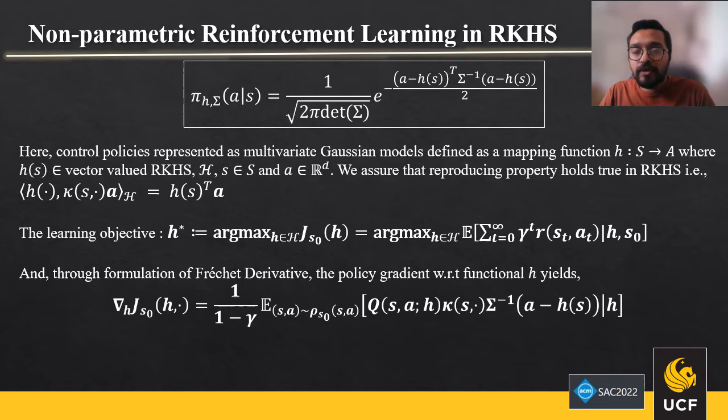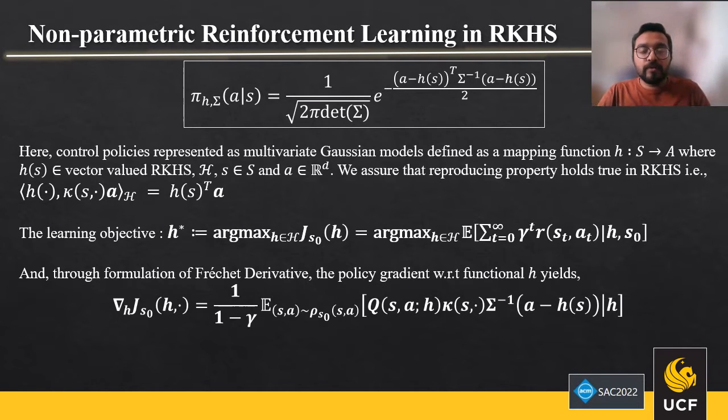So in the non-parametric methodology, the action mapping policy is often defined as a multivariate Gaussian model where the mapping function h maps each state to its compatible actions. This mapping function h belongs to a vector valued RKHS, and we also assure here that the reproducing property of the RKHS holds true, and this reproducing property is a vector valued reproducing property.